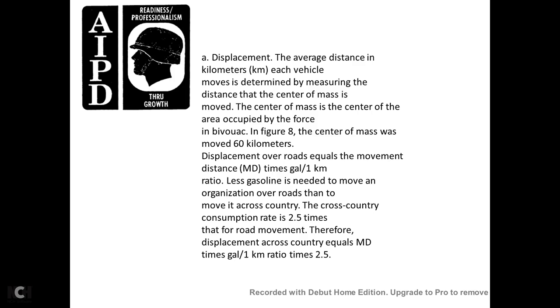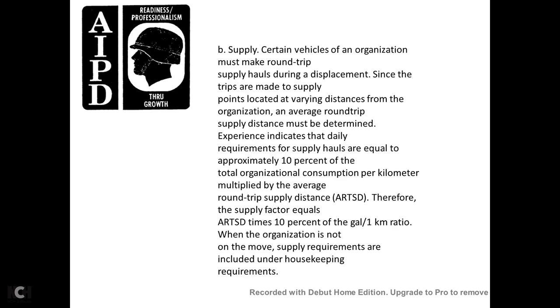Fewer gallons are needed to move the organization over the roads than to move it across the country. The cross-country consumption rate is 2.5 times the road movement. Therefore, the displacement across the country equals the movement displacement times the gallons per kilometer ratio times 2.5.